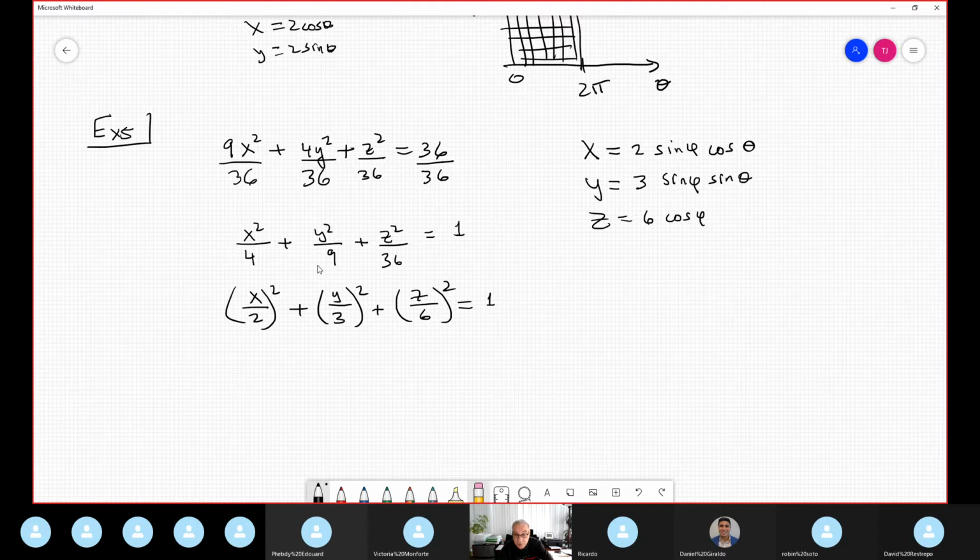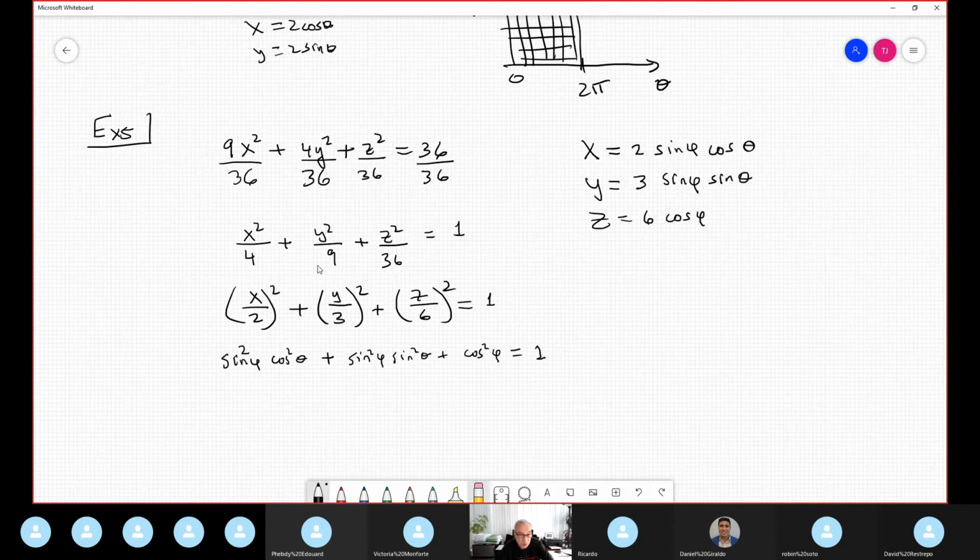Now, if you plug it into this expression here, look at that. This is x divided by 2, squared. So you have sine squared phi cosine squared theta, plus y divided by 3, squared, so sine squared phi sine squared theta, plus z divided by 6, squared, cosine squared phi, and this should be 1.